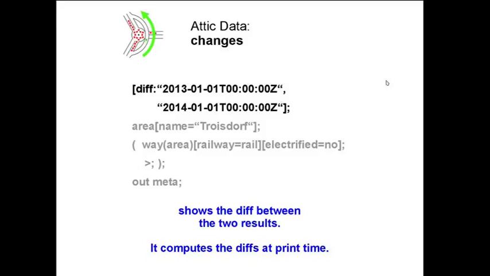A small syntactic sugar is that you can leave out the second date. In this case, it will make the diff to the current date, because it's probably the thing you need the most often.